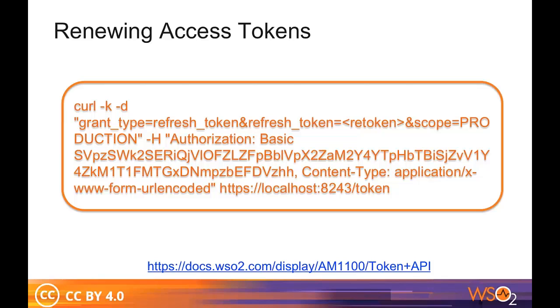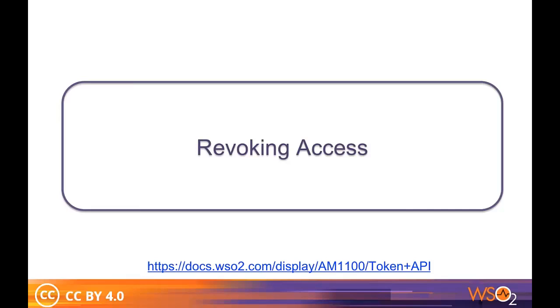The REST message grants you a renewed access token along with a refresh token, which you can use the next time you renew the access token. A refresh token does not expire, but can be used only once. After issuing an access token, a user or an admin can revoke it in case of theft or a security violation. You can do this by calling the revoke API using a utility like curl.